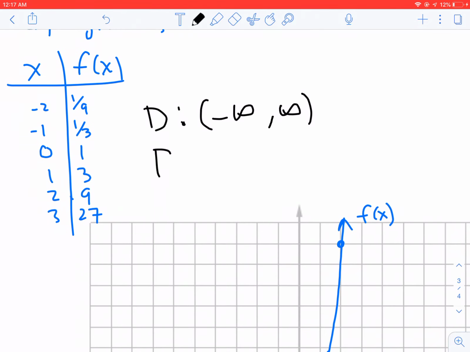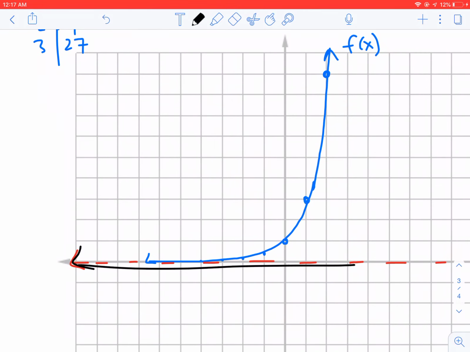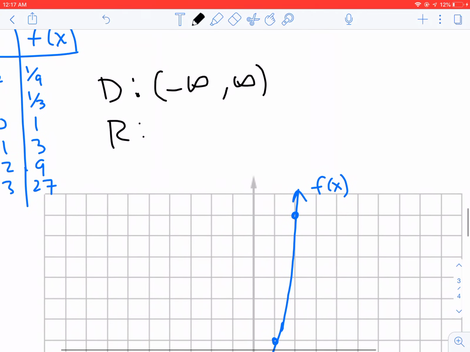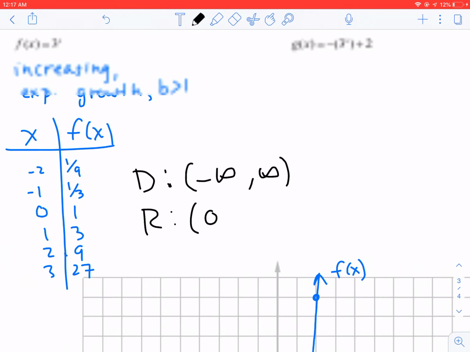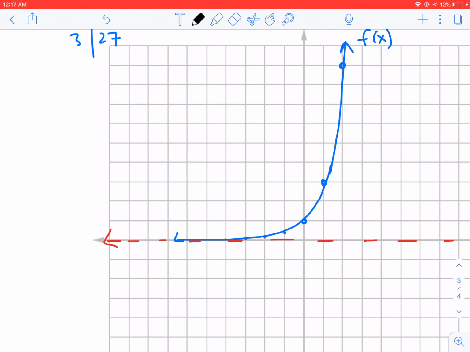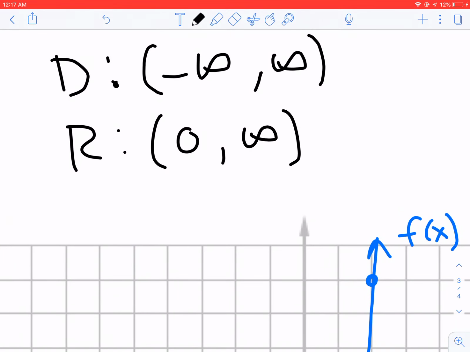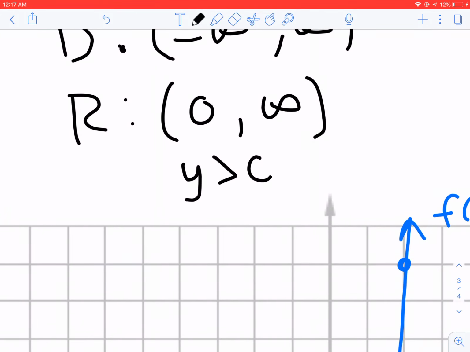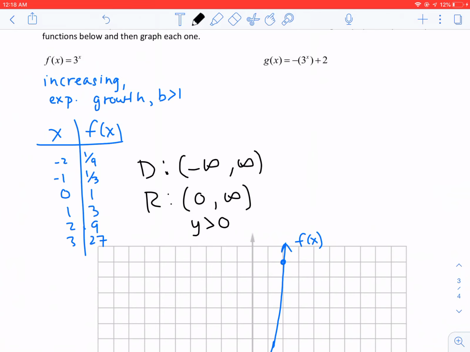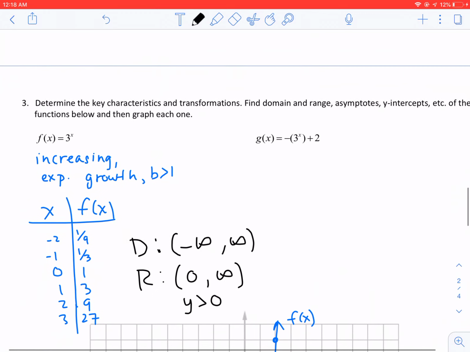Right? Our range is, well, I notice that we're going to start at 0 on the y-axis, and we're going to go up to infinity. But what's new about this function is we can't include the 0, right? Because 0 is not part of the function. The function never reaches 0. So the range is 0 to infinity. Writing it in the other notation, we can say y is greater than 0.